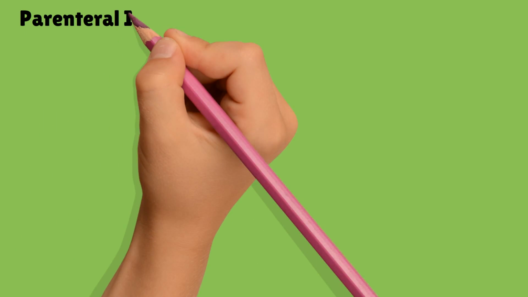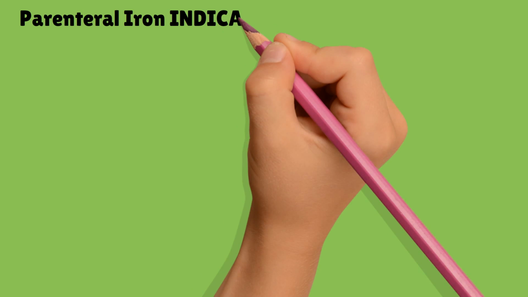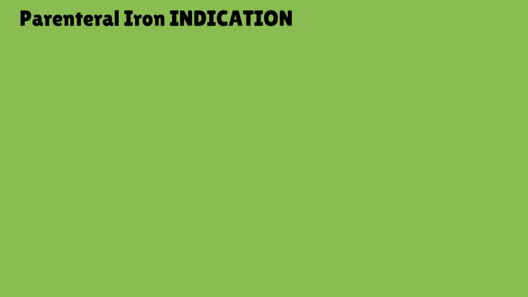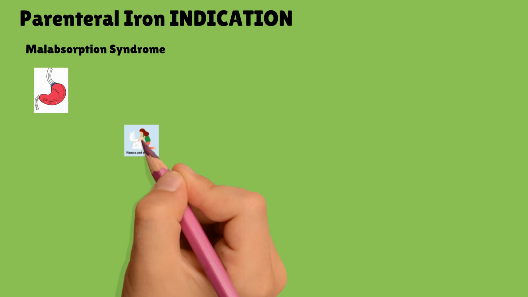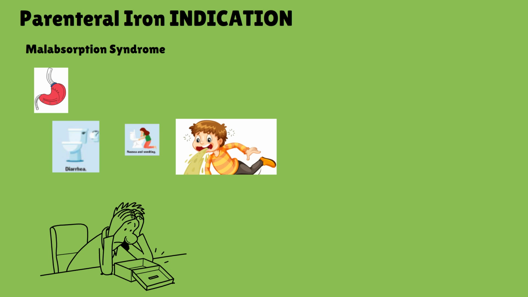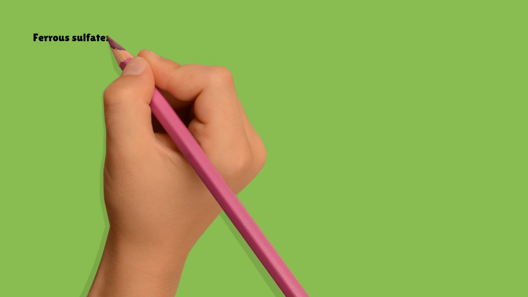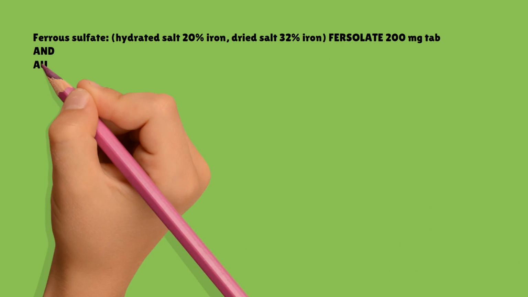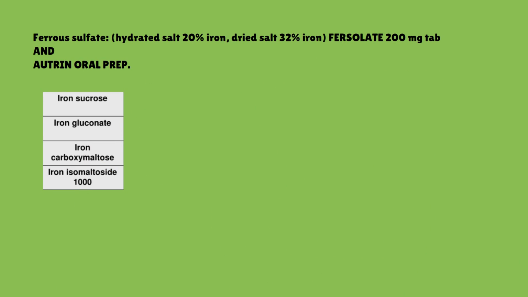Now we see the indications of parenteral iron therapy. Number 1 is malabsorption syndrome. Second is intolerance to oral iron, as the patient presents with nausea, vomiting or gastritis. Third is non-compliance to the iron, which means the patient is not taking the therapy properly. These are some iron preparations which can be given in oral and injectable form respectively.